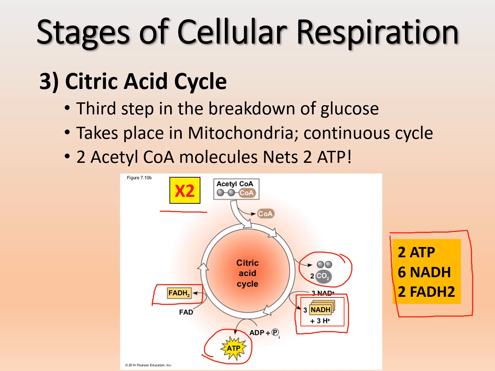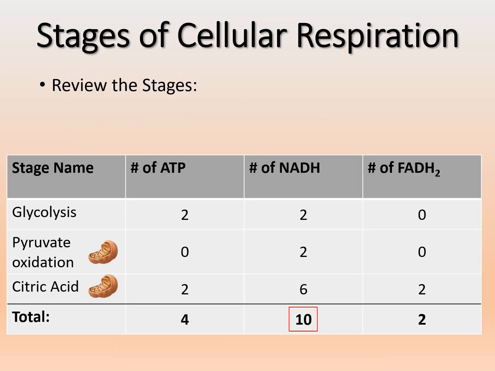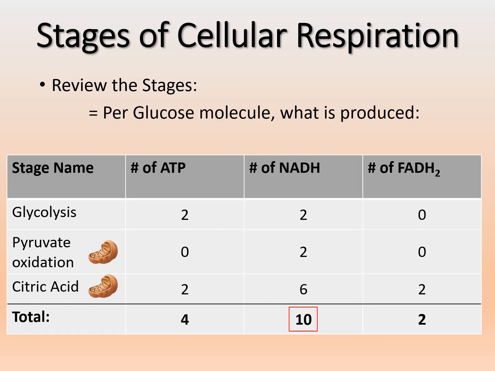So we total, with the 2 acetyl-CoAs, we get 2 ATP, 6 NADH, and 2 FADH2s, okay? Because remember, we have to double it. Okay, so let's review these stages so far, what we've got going on.